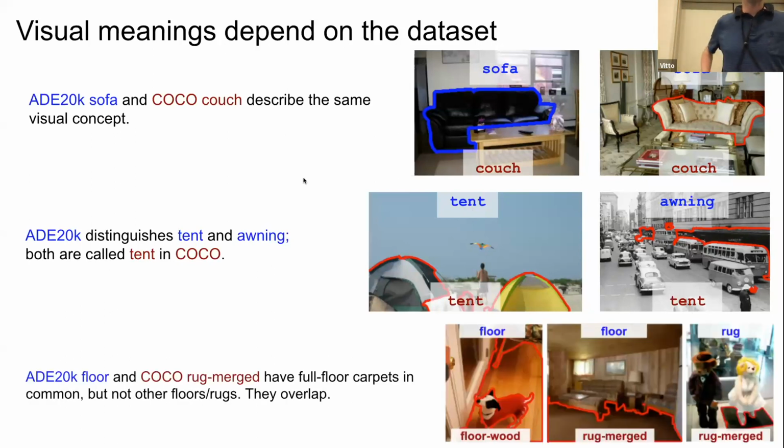And then there are cases where things are overlapping. ADE20K floor contains full floors, carpets, but also full floor wooden floors. And COCO rug-merged, where if the rug covers all the floor, it's also ADE20K floor, but if it's a pickable rug like a doormat, well, then it's not ADE20K floor. And a wooden floor, it's not a rug in the other dataset. So now you have these overlap cases.